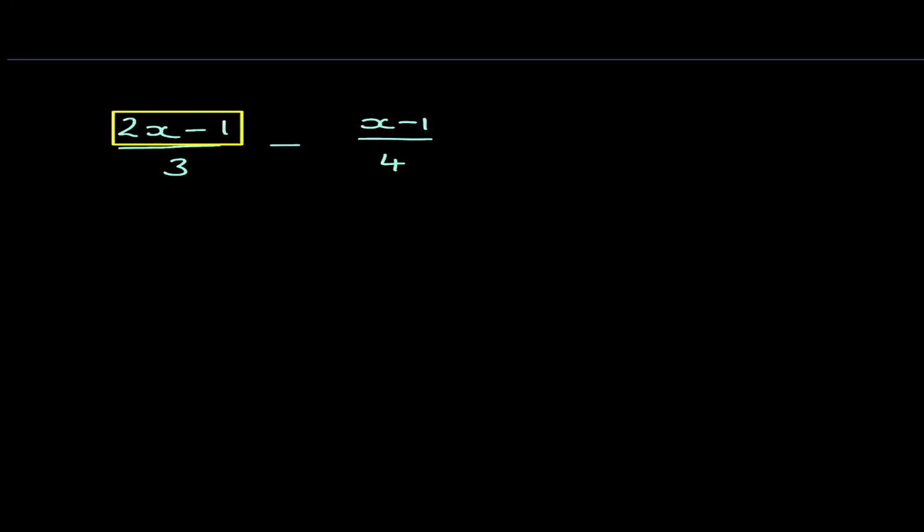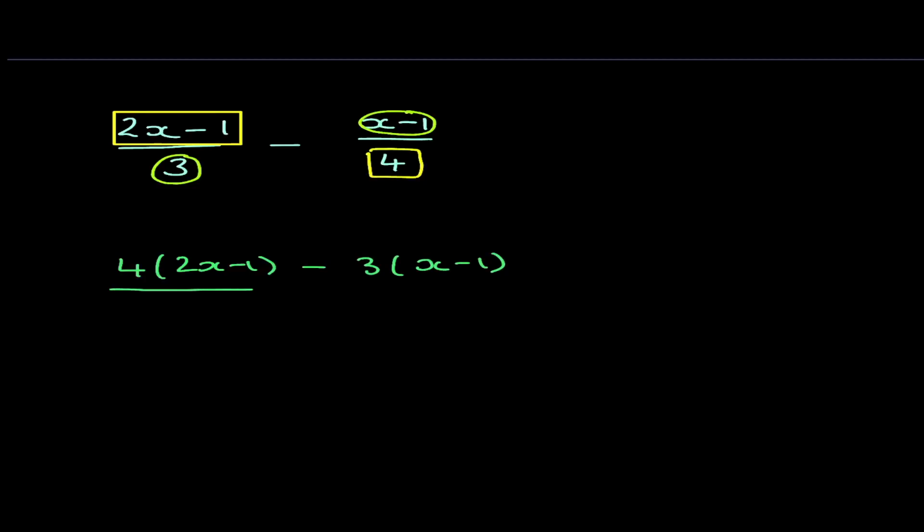So step 1, you're going to do that times that, and we're going to write in our brackets. So we have 4 outside brackets, and then 2x take 1. Then you're going to do minus that times that. So minus 3 times x minus 1, and on the denominator you're going to have these two multiplied by each other, which is just 12. Okay, let's expand and simplify.